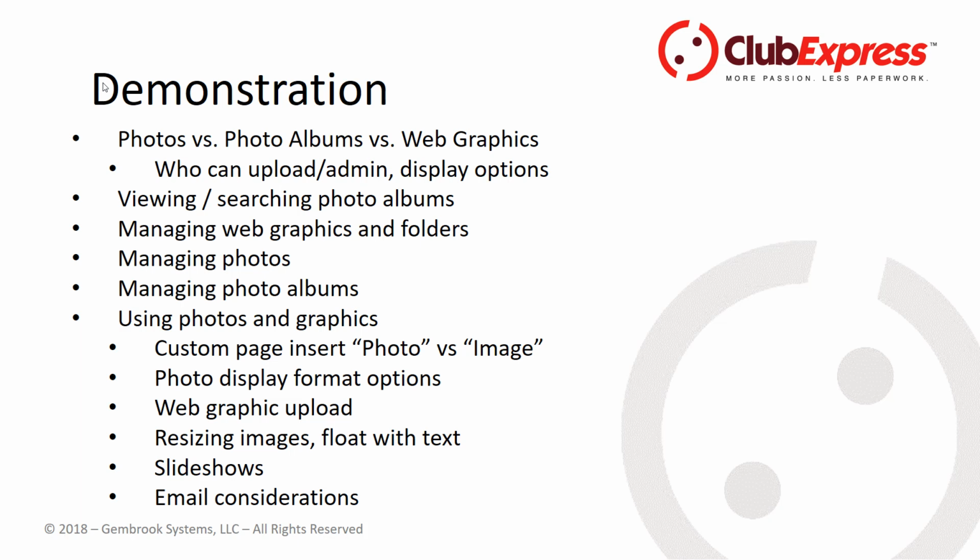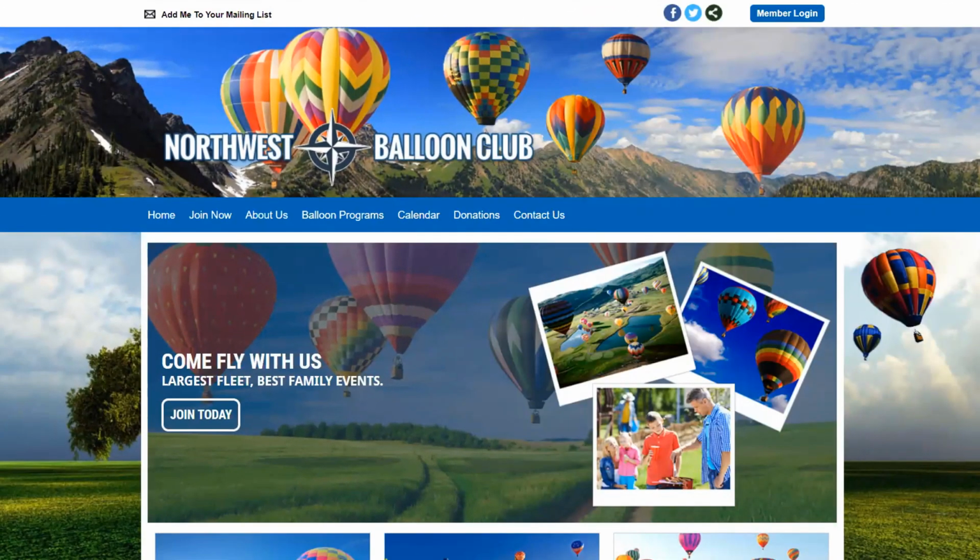So once you understand what tools you have at your disposal, then you can figure out how to best use them for your organization. What we're looking at now is the Northwest Balloon Club, which is our demo site, democlub.clubexpress.com. We actually have a number of demo sites, and this one is sort of for clubs as opposed to professional organizations. And since I'm not logged in at the moment, what we're looking at is the menu that is public facing. On the homepage here, you've got graphics that are in the header area.